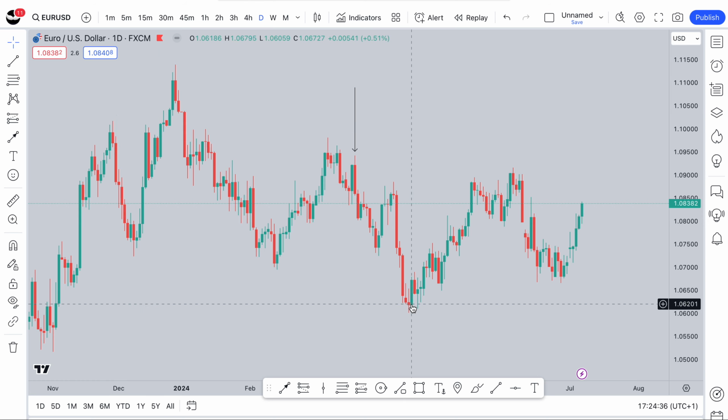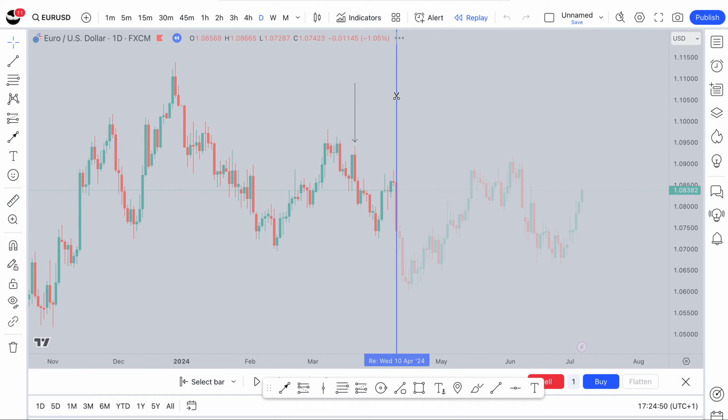So trust me, this technique works. You do have to, however, find your own style of trading with it. Let's just take an example here. Let's say we're going to sell, right?